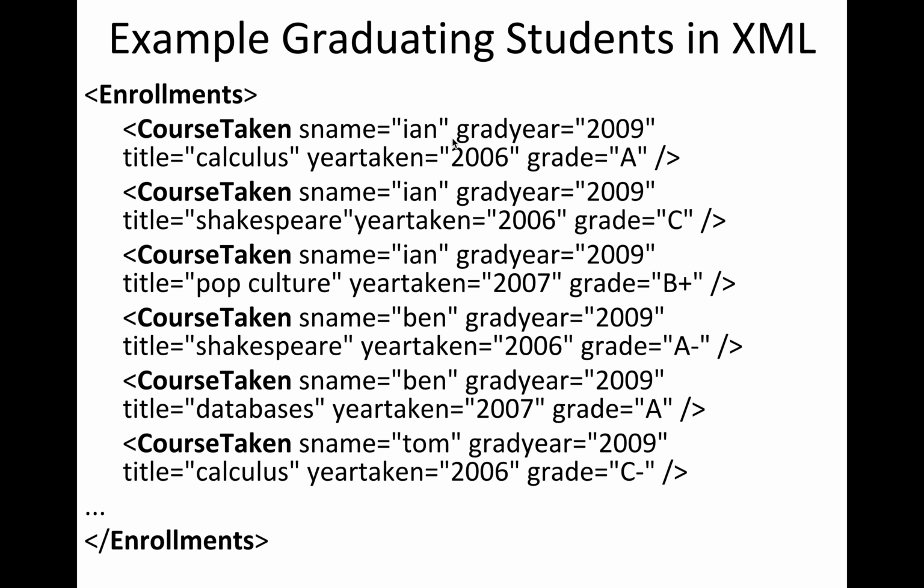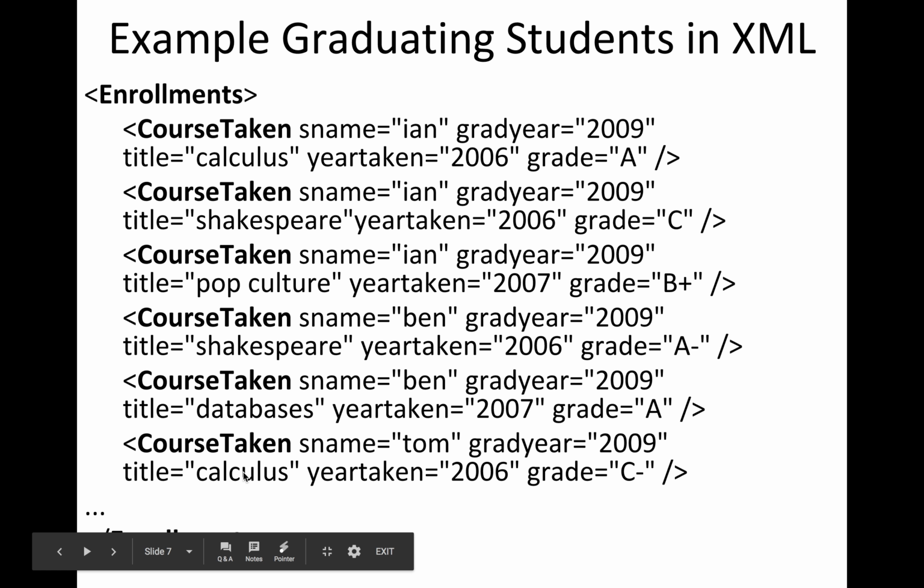Notice that we have 3 entries for Ian. Ian took several courses: calculus, Shakespeare, and pop culture, whereas Ben took 3 other courses: Shakespeare, databases, and calculus. At different years, they got different grades and whatnot.